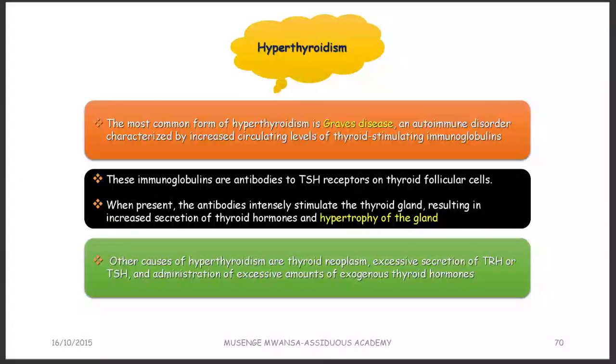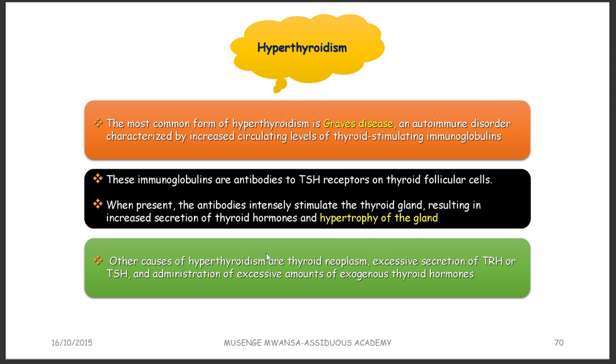So clinical correlates, you have got hyperthyroidism. The most common hyperthyroidism is Graves' disease. Graves' disease is autoimmune, where there are a lot of antibodies, the thyroid stimulating antibodies. Now these resemble thyroid stimulating hormone. They also stimulate the production of thyroid hormone. But then there's no negative feedback on these. They'll continue producing more and more thyroid hormone. So there is going to be hypertrophy of the gland because it is overworking.